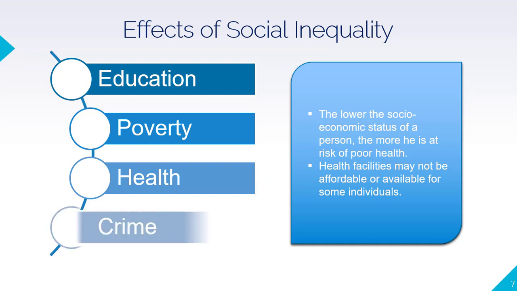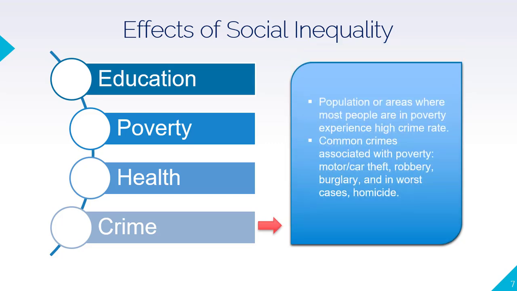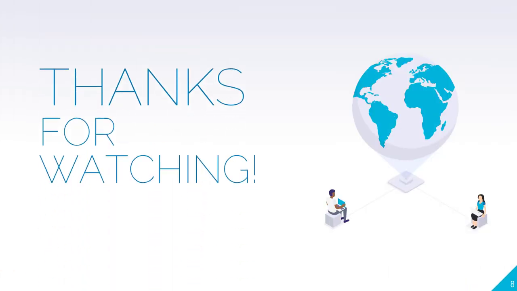Crime. In a population or area where most people are in poverty, it is also correlated to high crime rates. The need to get money somewhere in order to live, bring food to the table, buy necessary things such as clothing, payment for the house or rent, and other things that are important in our lives, cause some people to steal or engage in other criminal activity. Most of the crimes associated with poverty are motor or automobile theft, robbery and burglary, which in worst cases lead to homicide.